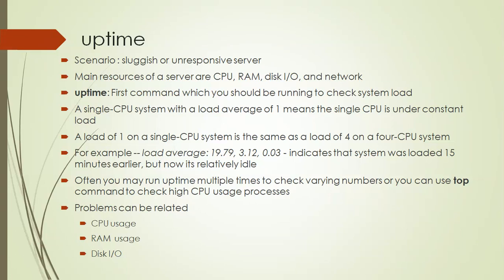The scenario which I'll be discussing is a sluggish or unresponsive server. This is one of the most common problems you face as a tech support executive: the server is slow and sometimes unresponsive. The main resources of a server are the CPU, the RAM, the disk input output, and also the network. The following sessions focus on CPU, RAM, and disk input output. Overuse of any of these resources can cause the system to bog down.